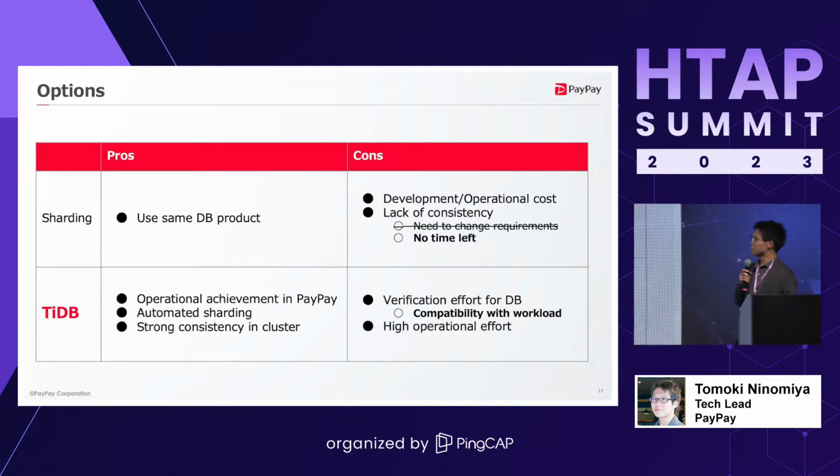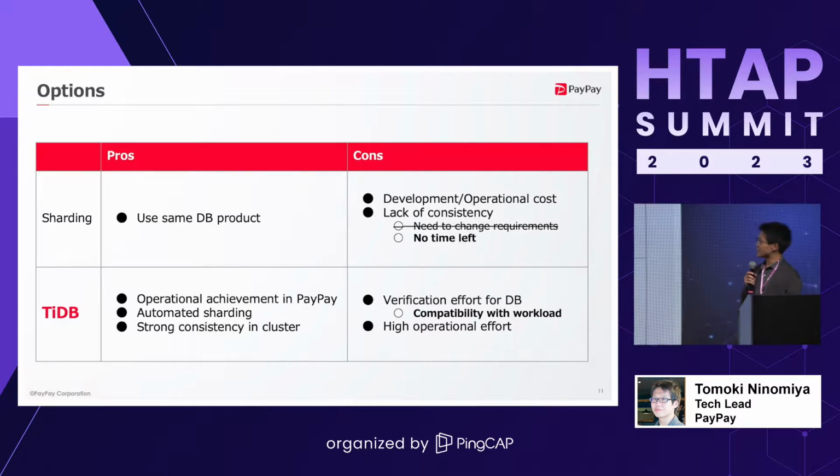So in order to address these issues, we evaluated several candidates like NoSQL and NewSQL, including TiDB and sharding. Due to our requirements and current situation, like we are using Aurora MySQL, we finally decided to pick from these two options. First one is manual sharding with Aurora MySQL. Another one is TiDB. As for sharding, we have the benefit that we can use the same product, which is Aurora MySQL. So this is a well-known product.